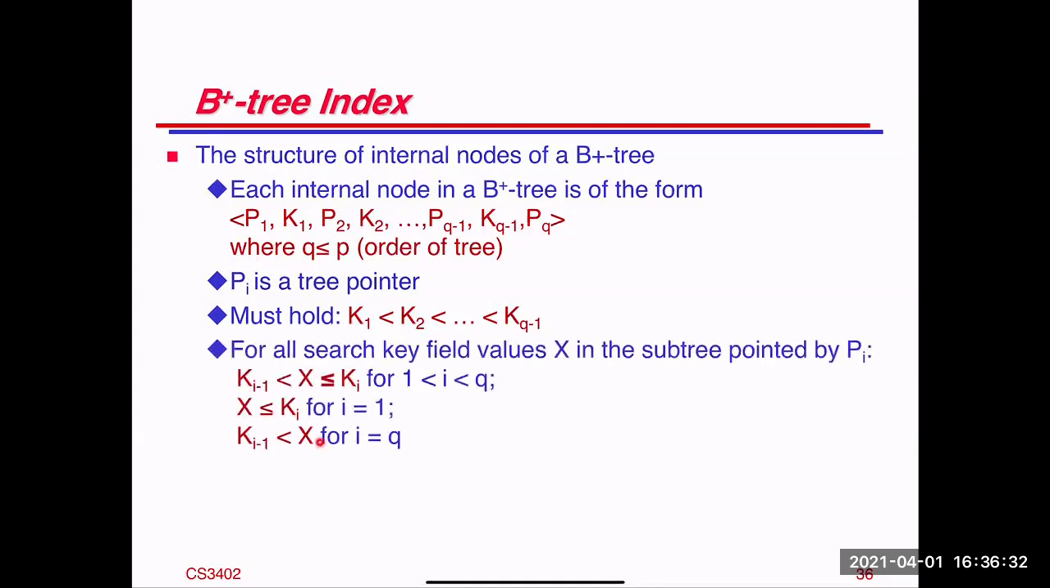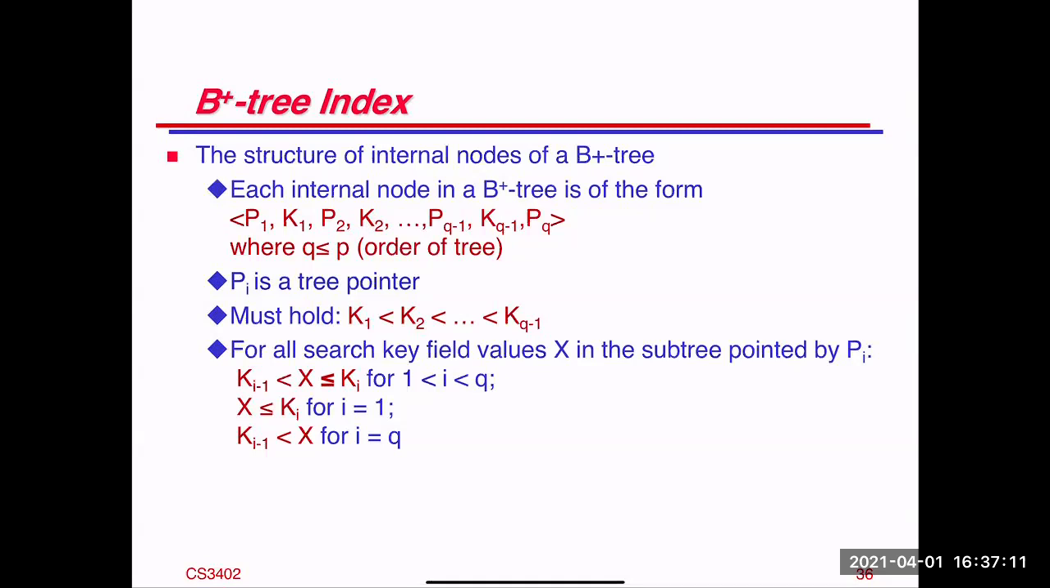Now, then we have a very similar condition here on the search key field values in the subtrees that we point to by our tree pointers, but it's not exactly the same as for B trees. The main difference here is that we have this lesser equals. When you look at the subtree that is pointed to by P2 here, all the search key values in that subtree need to be larger than K1, but only lesser equals than K2. Okay, so I might have some data records in there that have a value of K2.